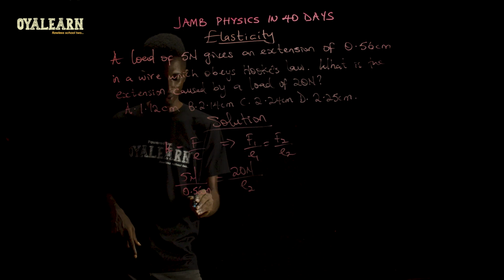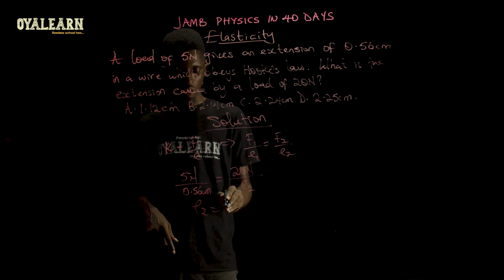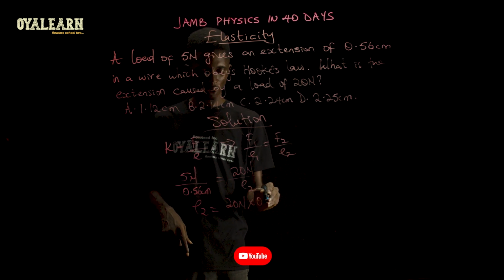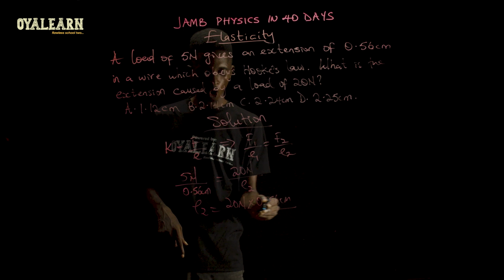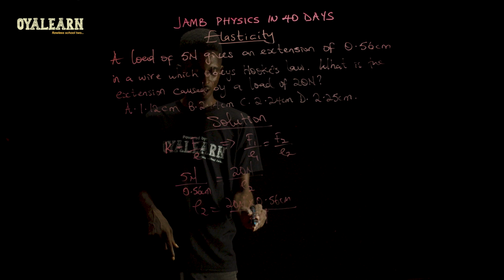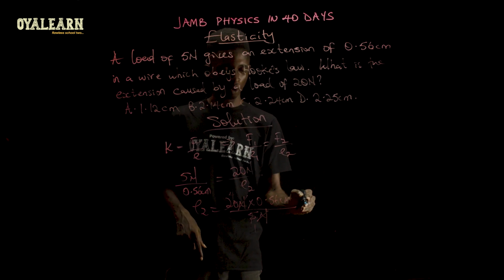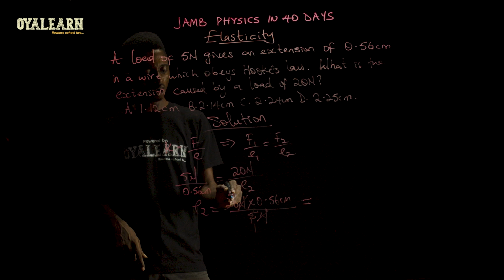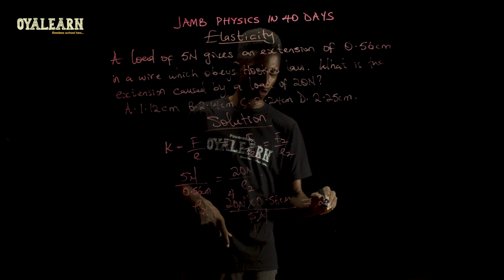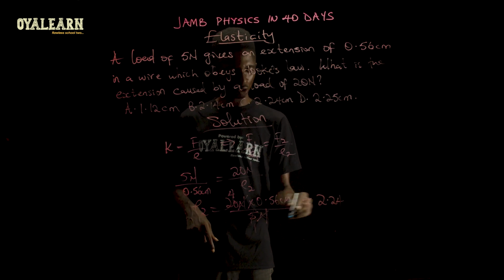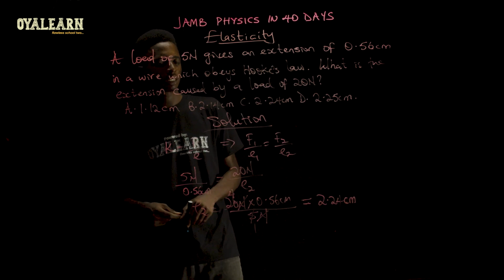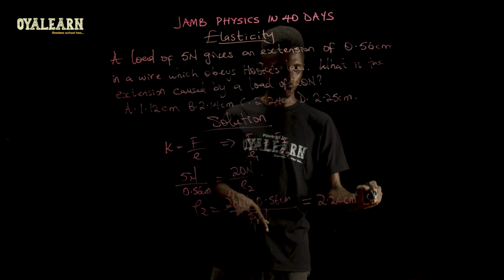Let's find the value of E2. E2 equals 20 newtons multiplied by 0.56 centimeters, all divided by 5 newtons. Newtons cancel newtons, and 20 divided by 5 is 4. So we have 4 multiplied by 0.56, and that gives us 2.24, and the unit here is centimeters. Looking at the options, the correct one is option C, so we go with C.